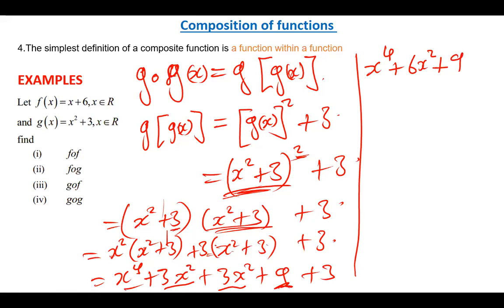And I remember this is the mistake that most of you make when I give you an exercise. I'll make an emphasis immediately after this. So we have plus 3 there. So we have x to the power 4 plus 6x squared plus 3 plus 9. The answer is 12.